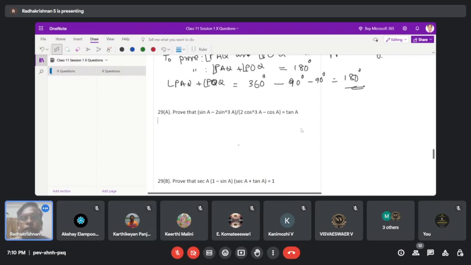So what is required here is: prove that (sine a minus 2 sine cube a) whole divided by (2 cos cube a minus cos a) equals tan a. We have to get the final answer as tan a, but let us do it step by step. So can you try to use your identities and see how we can simplify this expression?